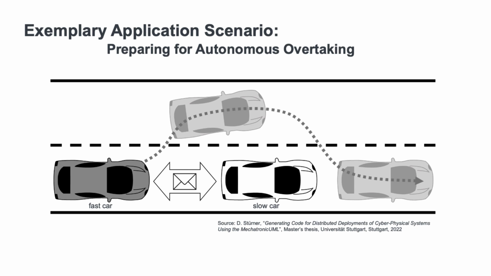For this demonstration, we will use an exemplary application scenario that involves two cars driving behind each other, with one car driving faster, catching up, and then sending a message to the other car for requesting an overtake. The other car should then respond with accepting this request.